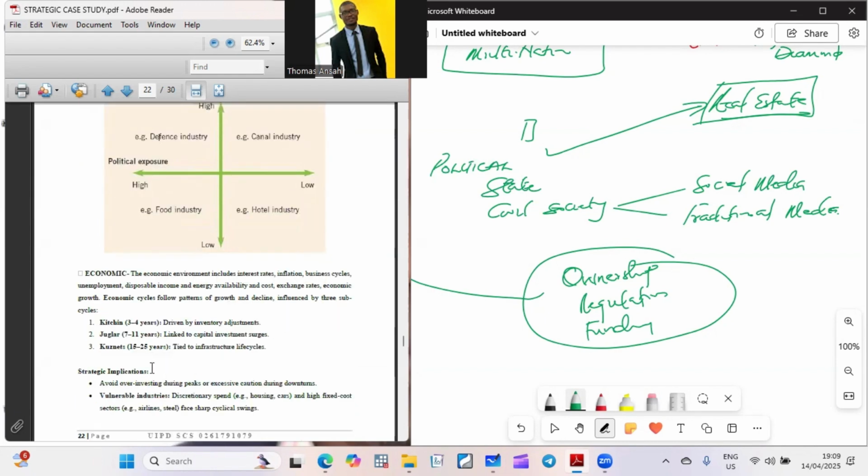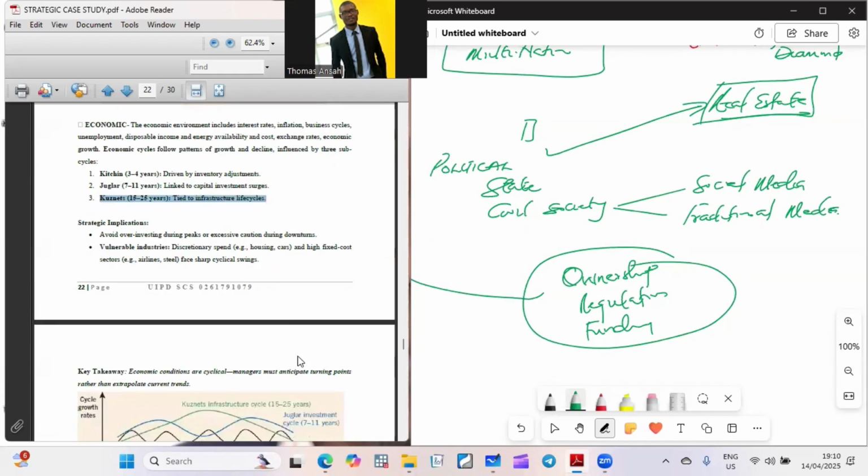When you look at economic, like he said, you are looking at issues of inflation, exchange rate, and all those things. So we have industries whose cycle is just 3 to 4 years. We call that one driven by inventory adjustment, normal trading. But we also have those linked to capital investment, so the economic booming in terms of forex trading and all those things. Then we have the Kuznets cycle, which is real estate. People are investing in that. So please, all these things have strategic implication.